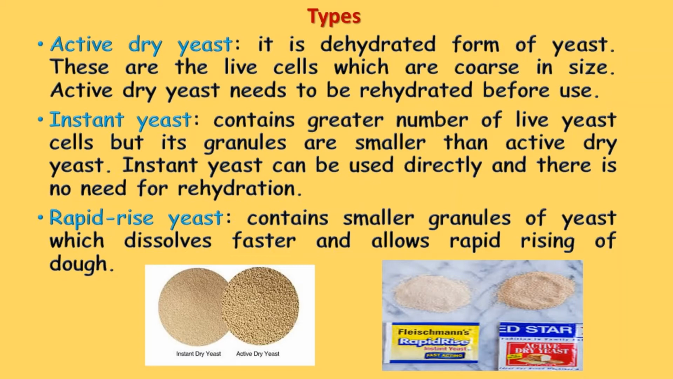Another type is instant yeast. It contains a greater number of live yeast cells, but its granules are smaller than active dry yeast. Instant yeast can be used directly and there is no need for rehydration. The third type is rapid rise yeast. It contains smaller granules of yeast which dissolve faster and allow rapid rising of dough.